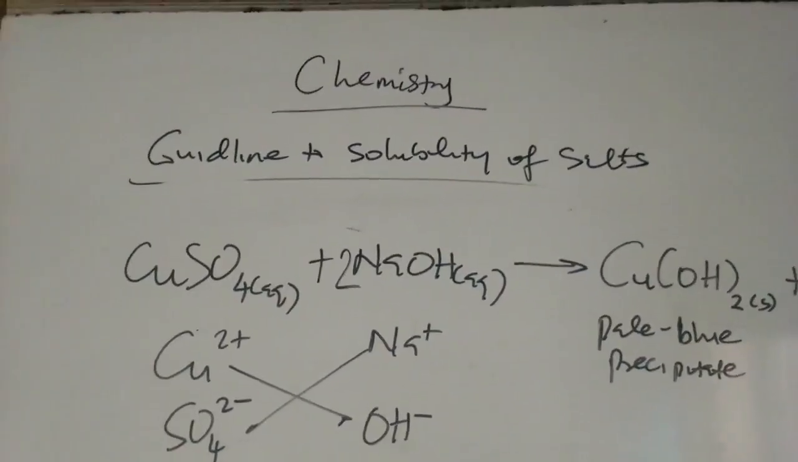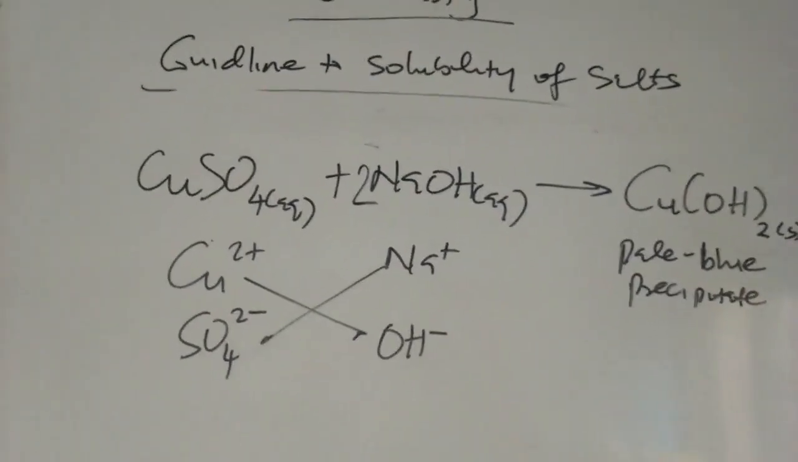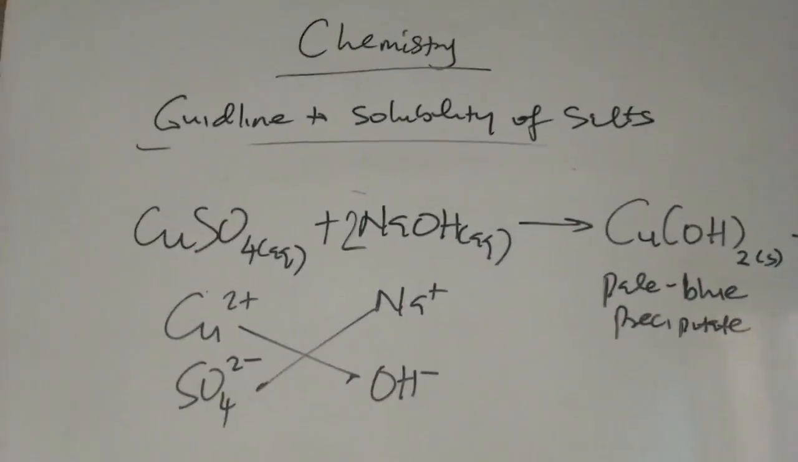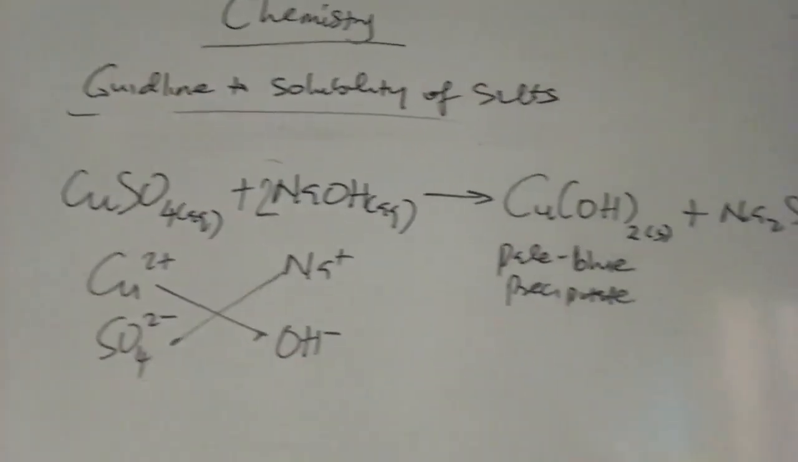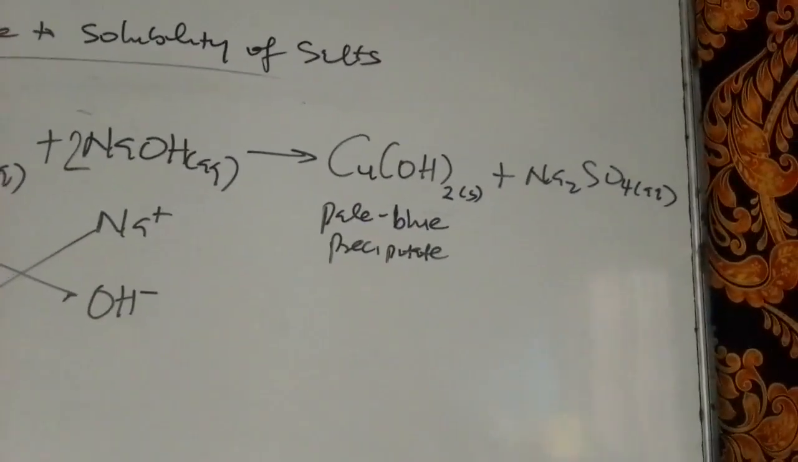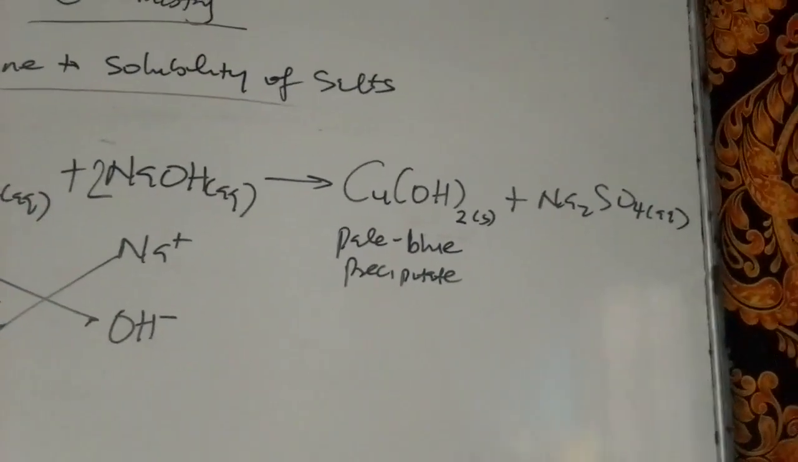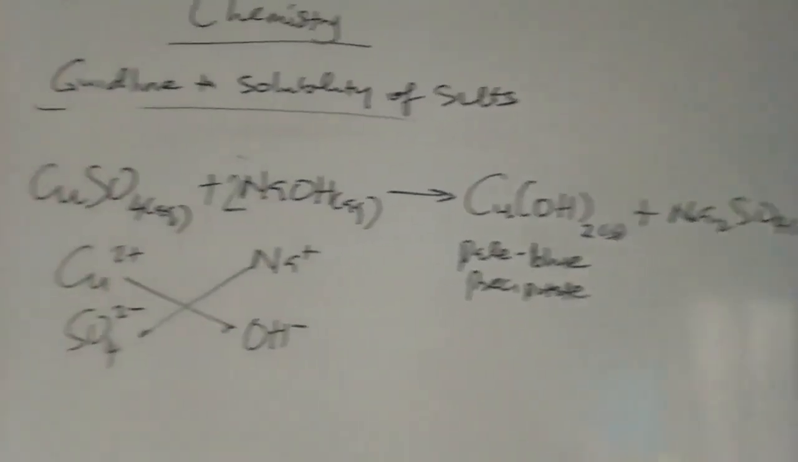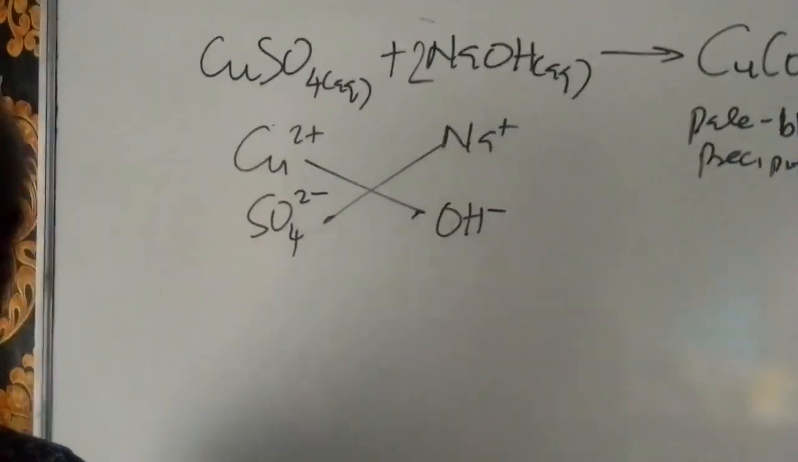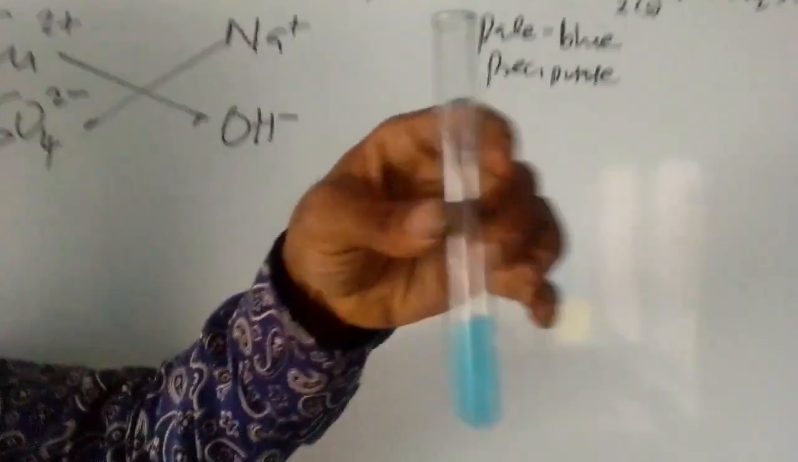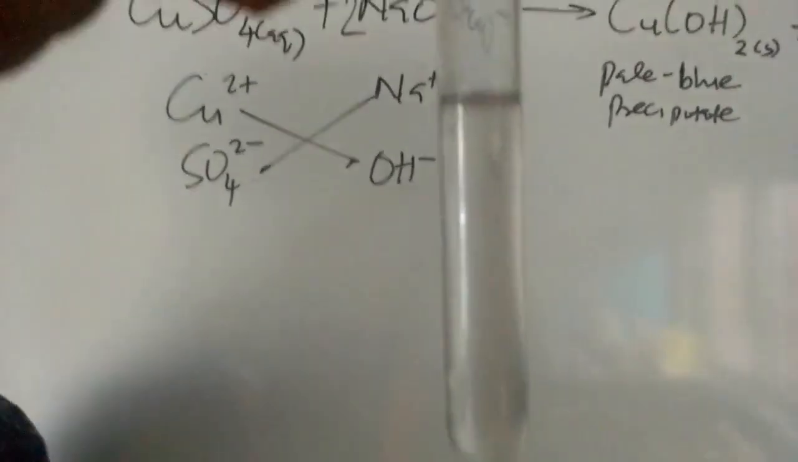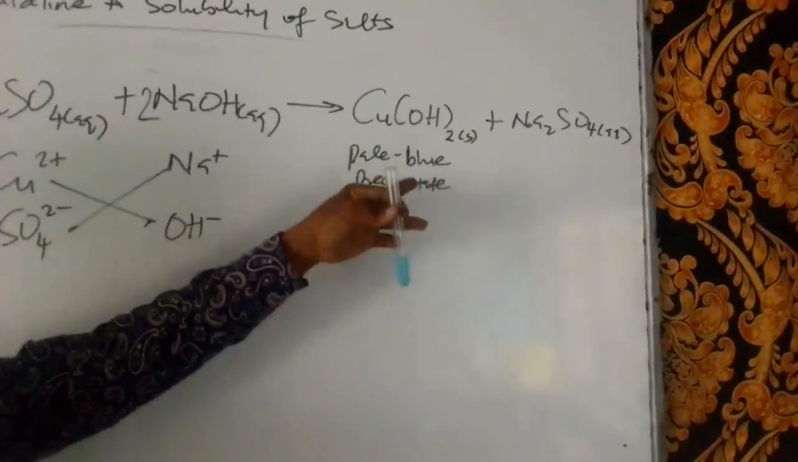So we have this reaction on the board between copper sulfate and aqueous sodium hydroxide, giving us copper(II) hydroxide, which is a pale blue solid precipitate, and then sodium sulfate, which is aqueous. Let's demonstrate this reaction. The blue solution represents copper sulfate, while the colorless solution represents sodium hydroxide. We're going to mix them together and we'll have a pale blue precipitate formed.